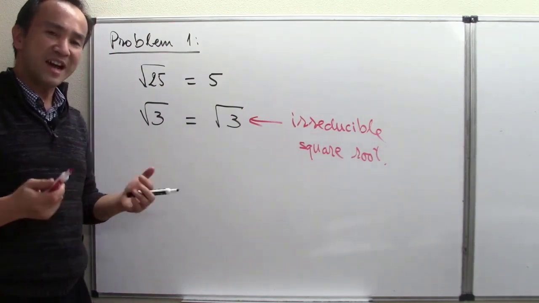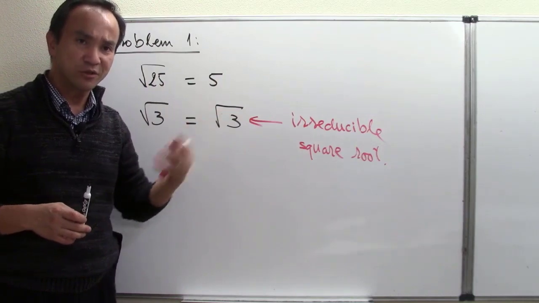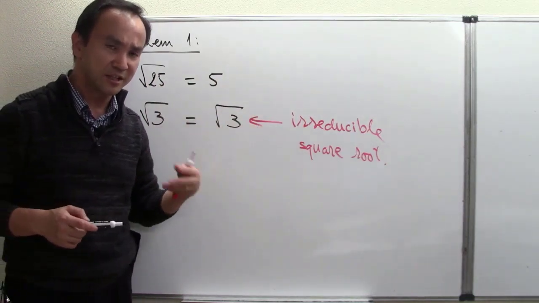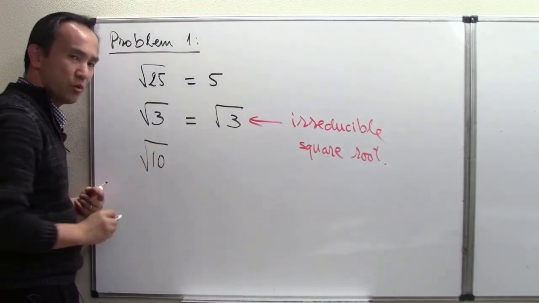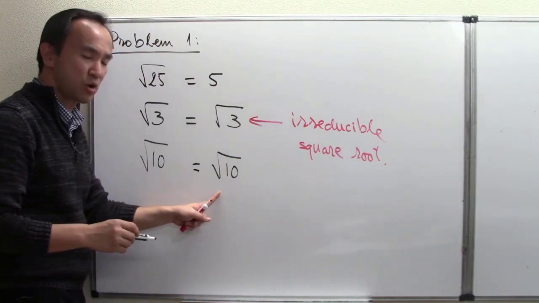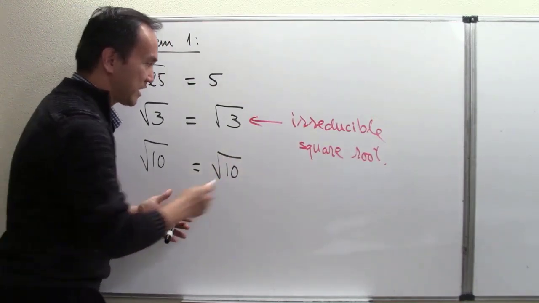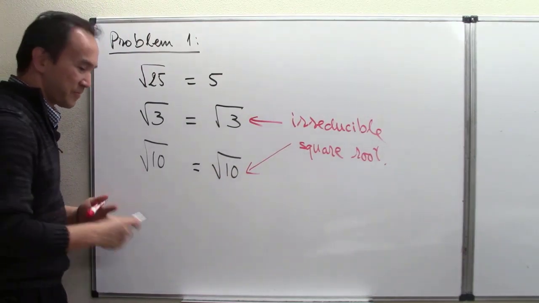All right, aside from those perfect squares, which are easy to take the square root of, there are a lot of instances where you run into, for example, square root of 10. We have to leave that as square root of 10 in exact expression. And again, this square root of 10 is another example of an irreducible square root.